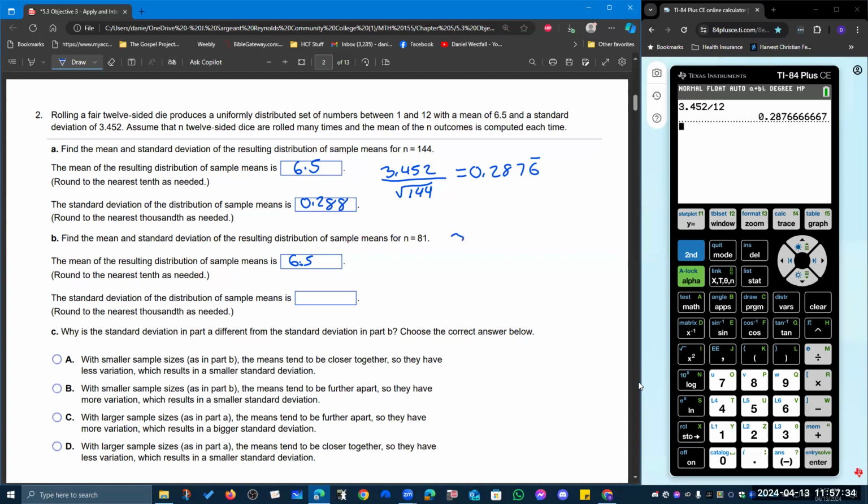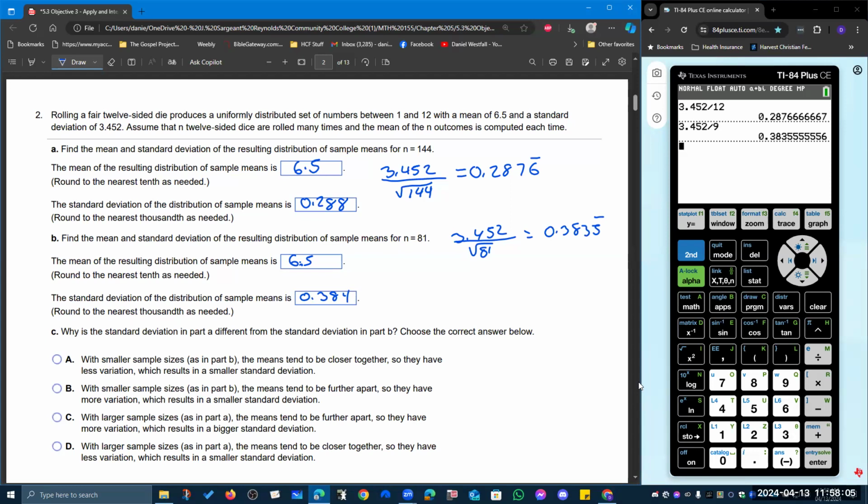Now we're going to have 3.452 divided by the square root of 81, which is 3.452 divided by 9. And that's going to be 0.3835 repeating. And to the nearest thousandth, that's going to be 0.384.